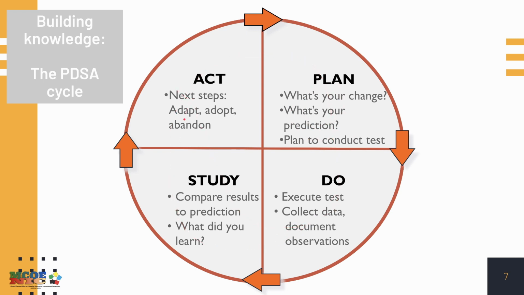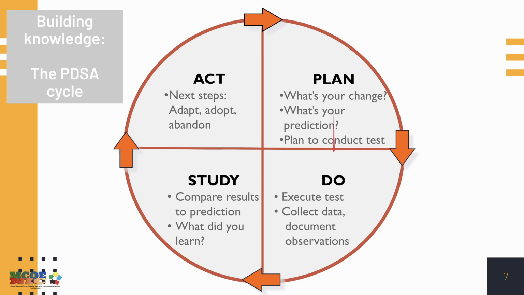And really the mantra for your next steps is adapt, adopt, and abandon. Are we going to stick with the change but adapt it in some fashion, tweak it in some way? Are we going to implement this change as a permanent part of our culture? That's the adopt. Or are we going to abandon this change because it was off track altogether, in which case we need to come up with a brand new change idea? And so that's the plan, do, study, act cycle.